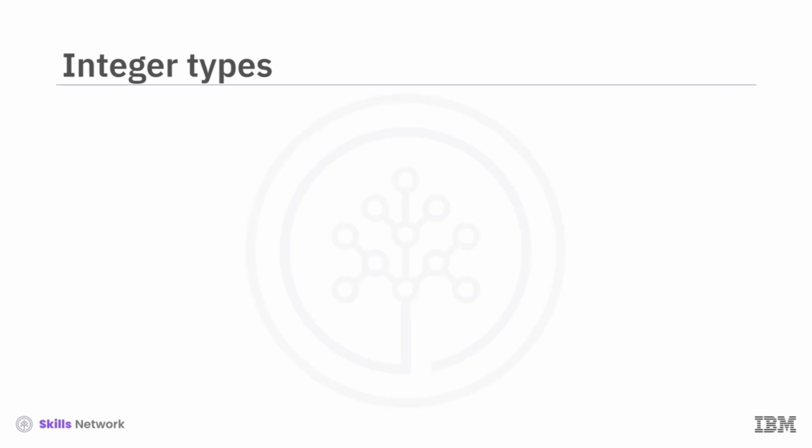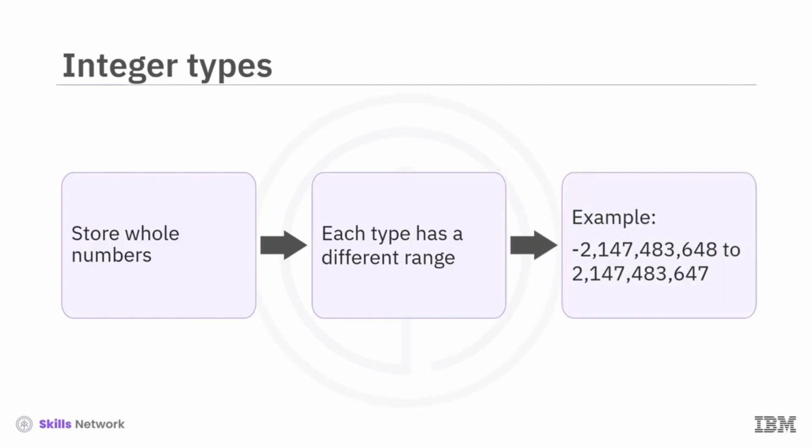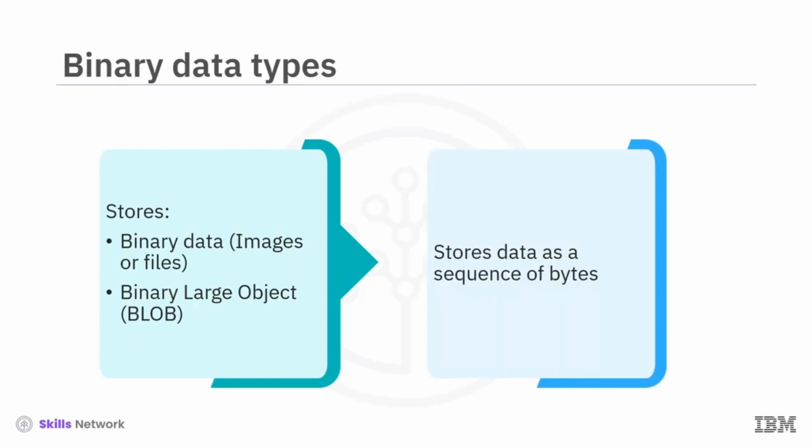Integer types, bigint and smallint, store whole numbers. Each type has a different range. For instance, int typically stores numbers from -2,147,483,648 to 2,147,483,647. Binary data types store binary data, like images or files, and types like binary large object, BLOB. These types store data as a sequence of bytes, which is ideal for non-textual data.